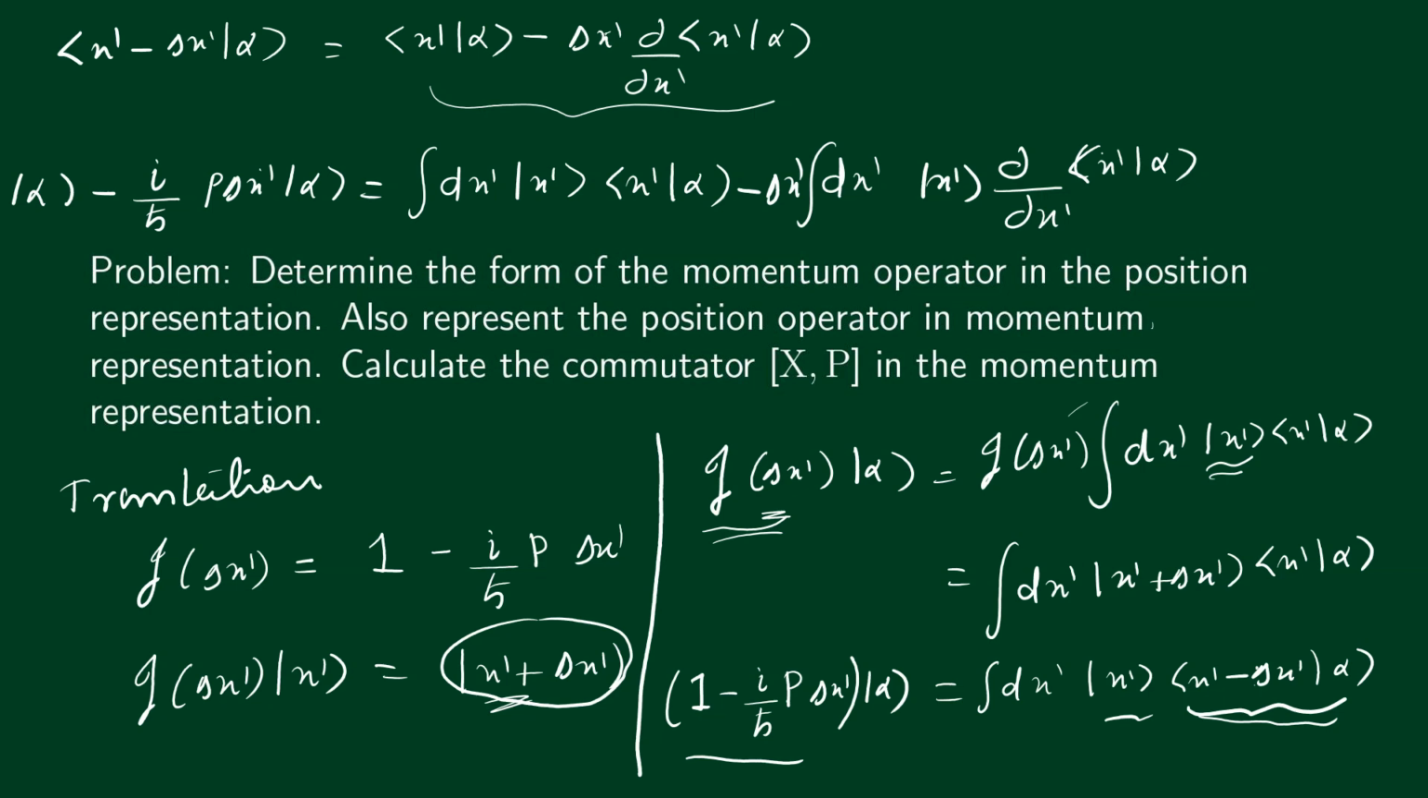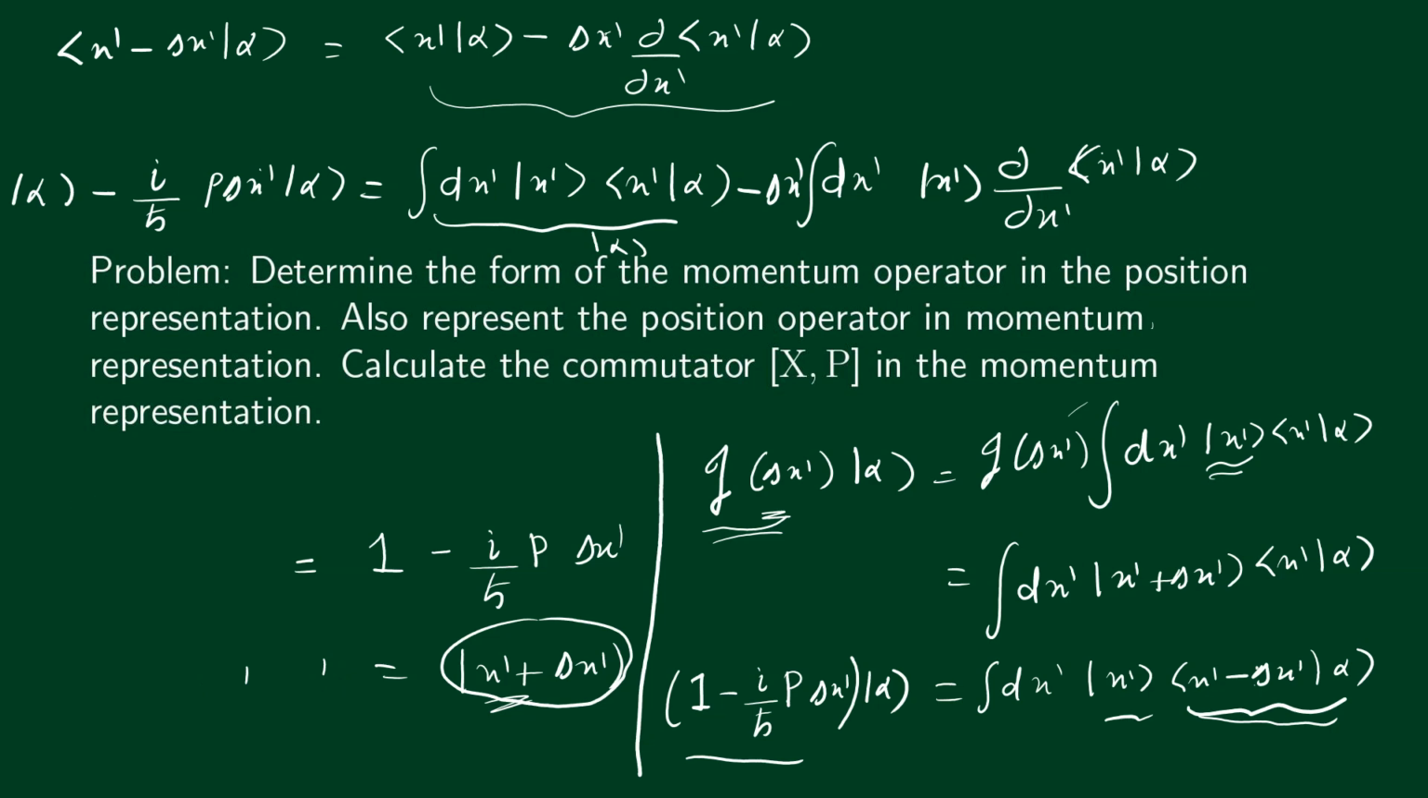Now here we see that this is ket alpha itself. This is just ket alpha expanded in the position basis, and on the left hand side also we have ket alpha, so they are the same. So what we are left with is minus i by h bar p delta x prime ket alpha is equal to this thing. We can now equate the coefficients of delta x prime on both sides because the first terms are equal on the left hand side and the right hand side.